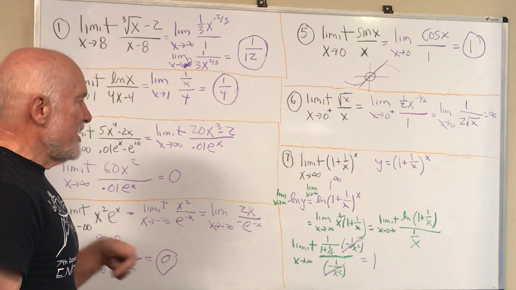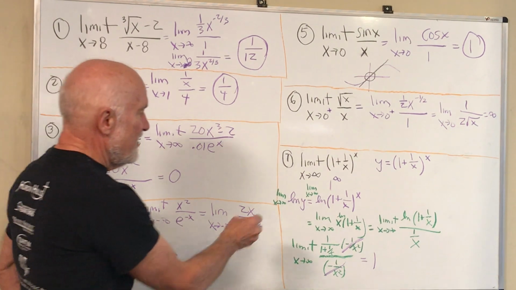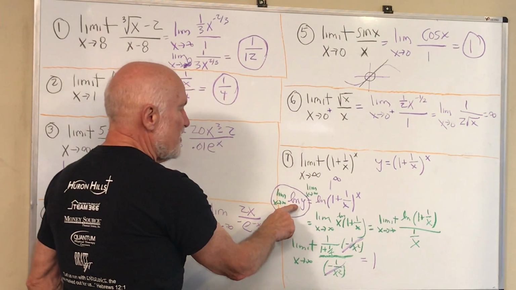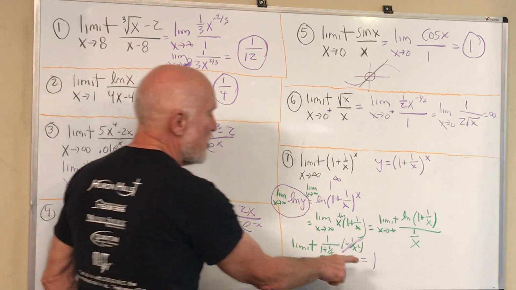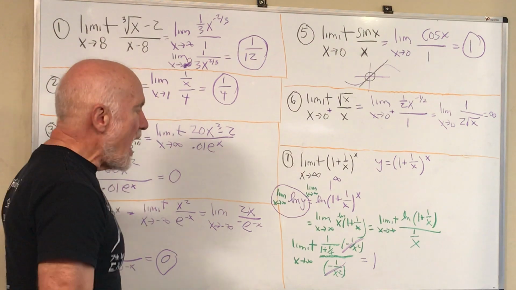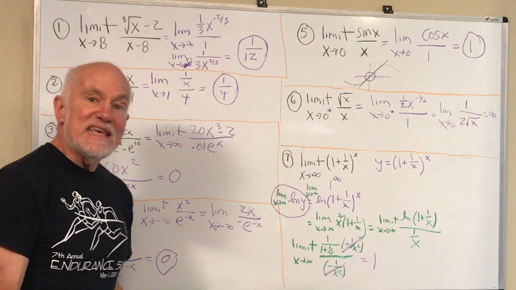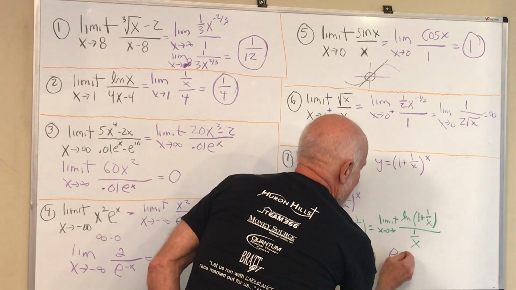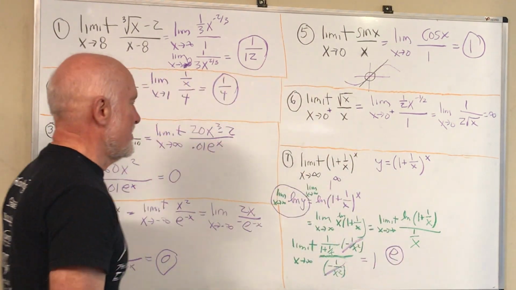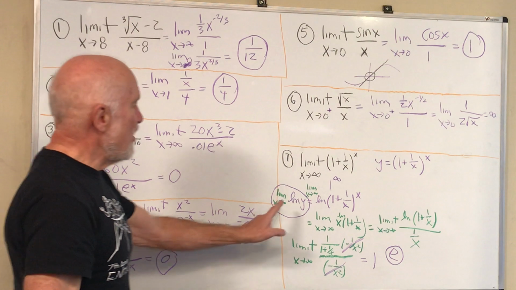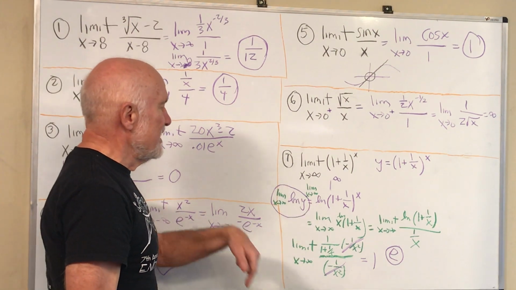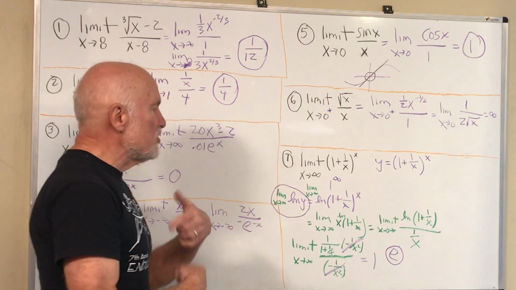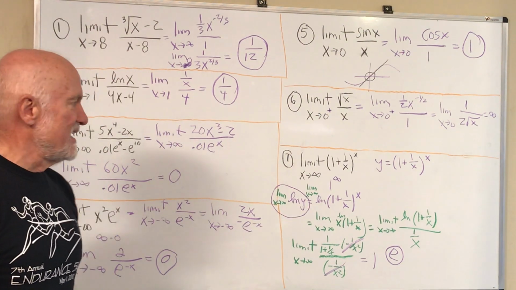But remember, that's not our answer. That's what, as x approaches infinity, the natural log of y is approaching 1. So y itself is going to approach e. So that's going to be our answer. The natural log of y is approaching 1. That means y, the natural log of e is equal to 1, so it's going to be approaching e.